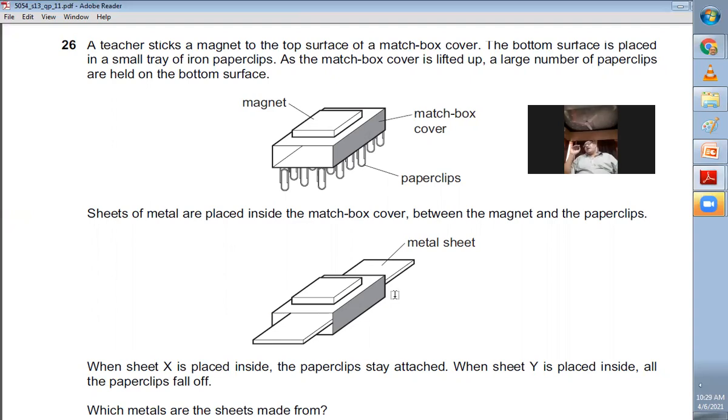And when you place sheet X and nothing happens to the paper clips, they still remain attached. It means that thing is a non-magnetic material. That might be copper, that might be a stick of wood. So let's check what the answer is.